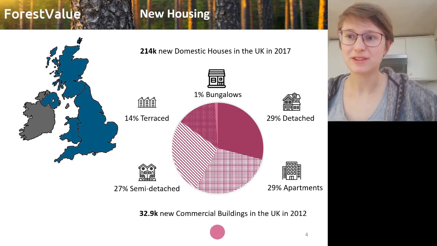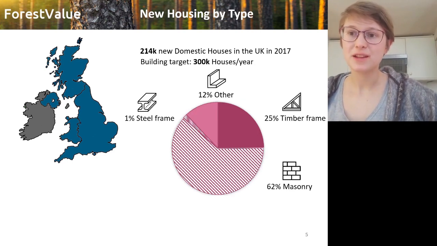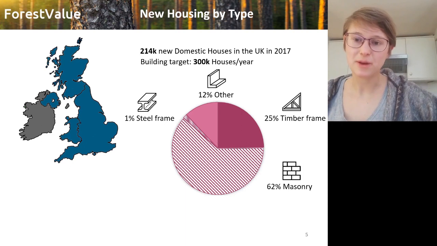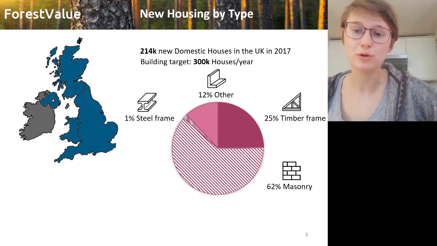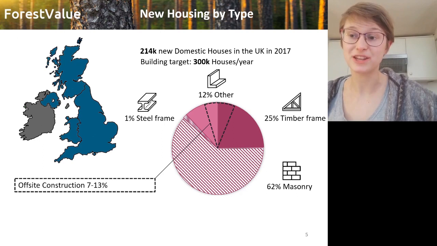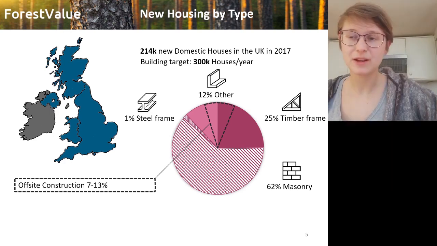The majority of houses in the UK are still built in masonry, around 62%. But timber frame is taking a large proportion nowadays as well, with around 25% of new buildings. And the rest is made of steel frame or other methods of construction, which include concrete and also mass timber products like CLT. So off-site construction is about 10% of the current total. But still, the UK is not meeting its building target of 300,000 houses per year.